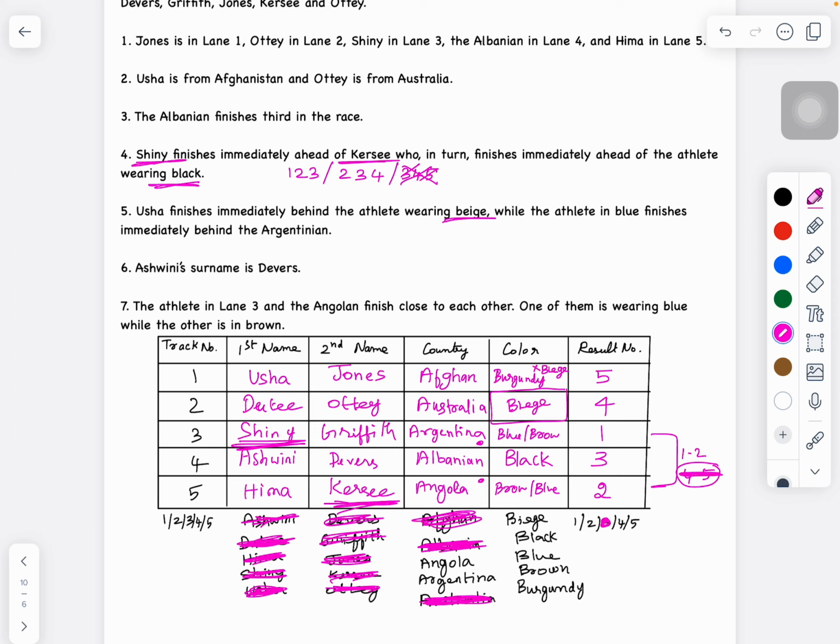Now the only thing that we are missing is the blue and brown color combination. The athlete in blue finishes immediately behind the Argentinian. So blue finishes behind the Argentinian. Therefore blue cannot belong to Argentina. So this has to be brown and this has to be blue. The blue guy finishes behind Argentinian, who is the brown guy and has finished number 1. So hence we have solved the entire table. We have matched 6 variable sets and we have solved the entire set here.